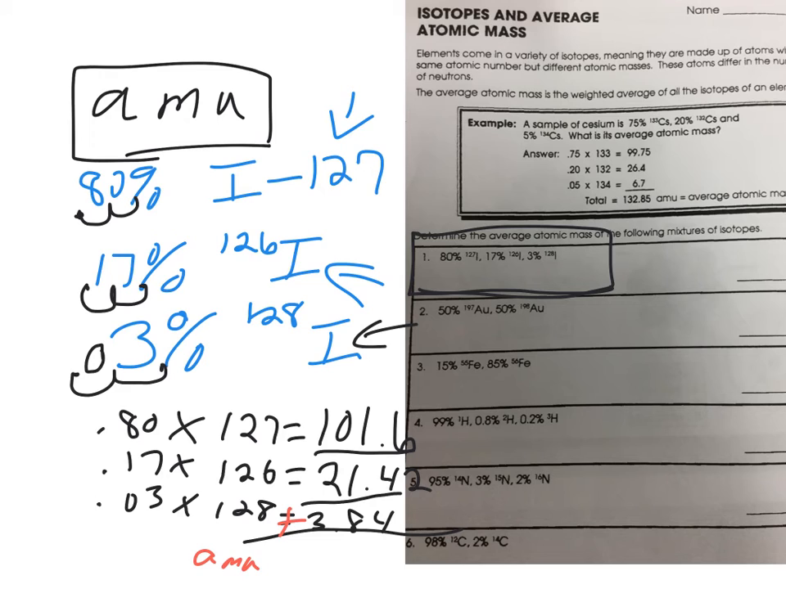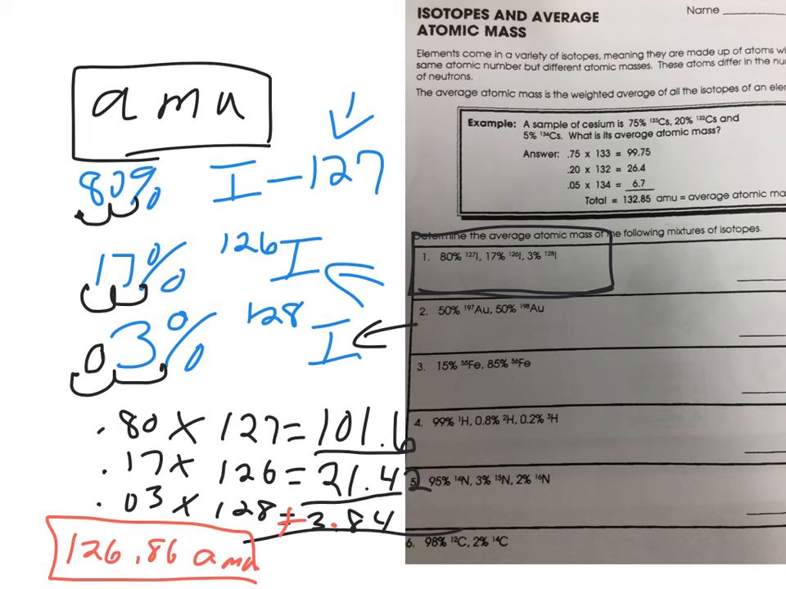Okay, now you're going to add all of these up to get your AMU. So 101.6 plus your 21.42 plus that 3.84. What is that total? 126.86. Very good. Okay, that is your AMU.